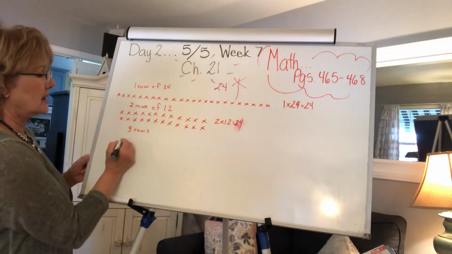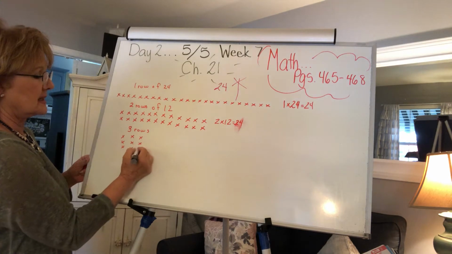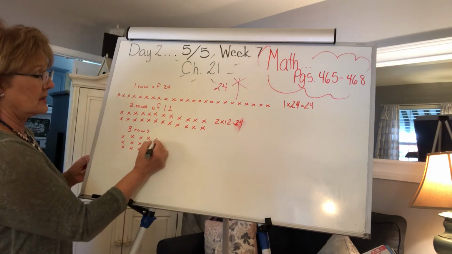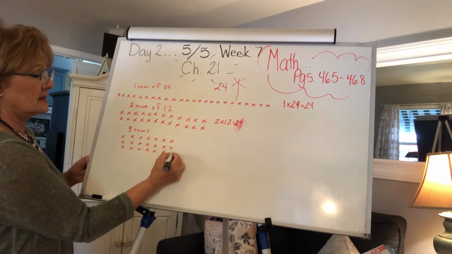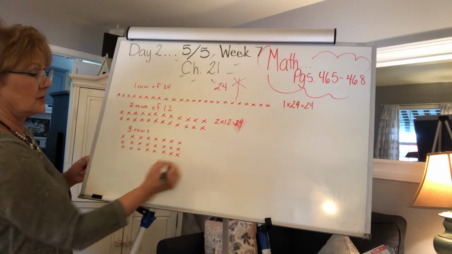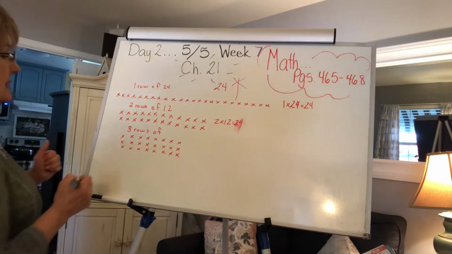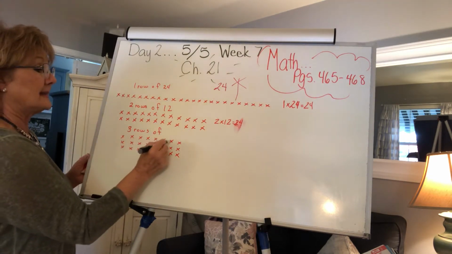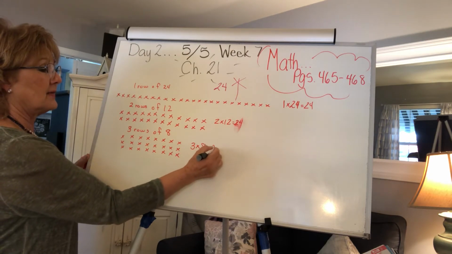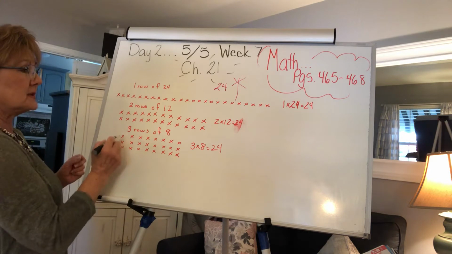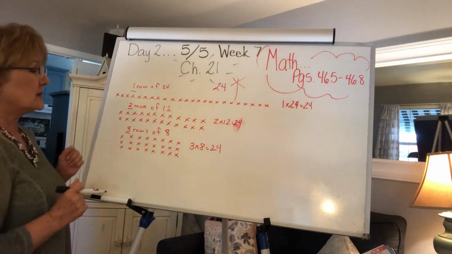So let's count by 3s. 3, 6, 9, 12, 15, 18, 21, 24. So you can have 3 rows of 8. So that would be 3 times 8 equals 24. So we've got 1, 2, 3. It's divisible by 1, 2, and 3.